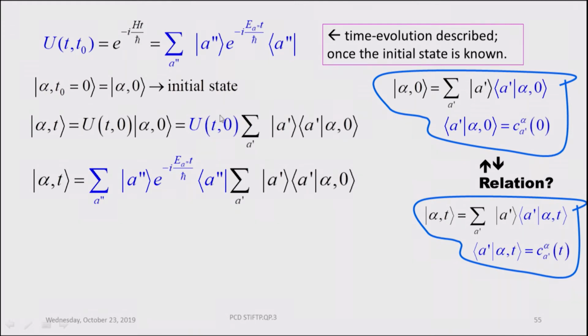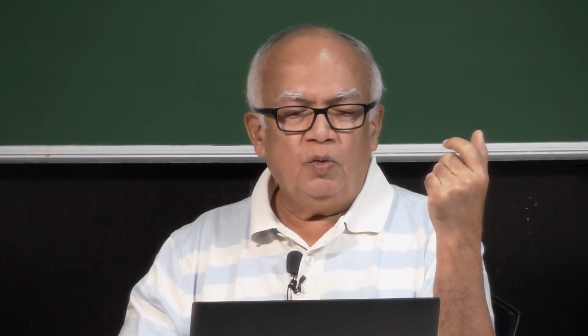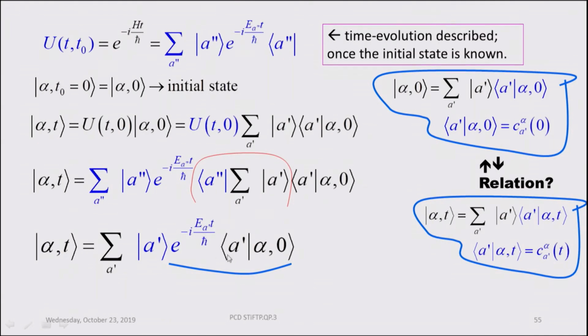And this operator is given over here, so we replace it by its expansion here, and now simply carry out this algebra, and now you see that you have orthonormality between A prime and A double prime. So, that gives you a Kronecker delta. You can contract the sum and you see that the coefficient of the state at time t is given by the coefficient at the time 0 multiplied by this.